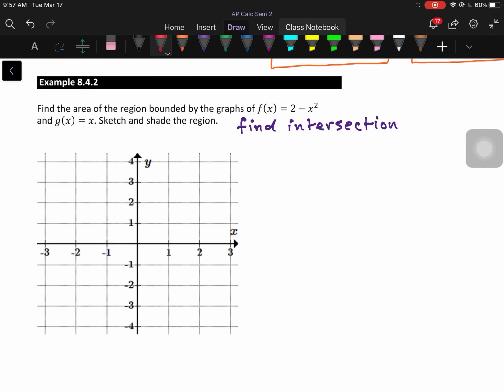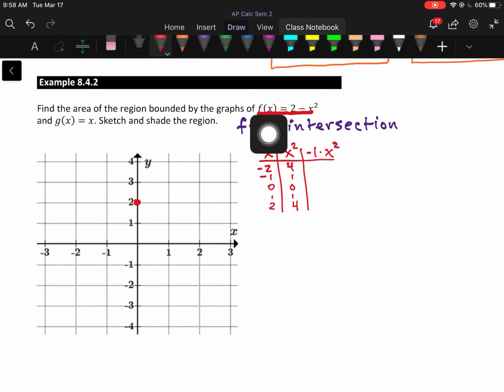Let's graph. Again, I'm just going to use red and blue to stay consistent. I'm going to do the top one, 2 minus x squared. We have a y-intercept of 2. And in this case, if I want to sketch this parabola using my table method, so I have x squared, and then my a value is -1 times x squared. I have -2, -1, 0, 1, and 2. I square those numbers, 4, 1, 0, 1, 4. Then multiply them by the leading coefficient, -1. And so I get -4, -1, 0, -1, -4.